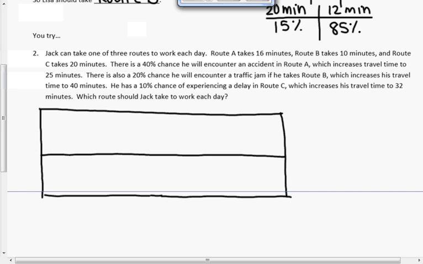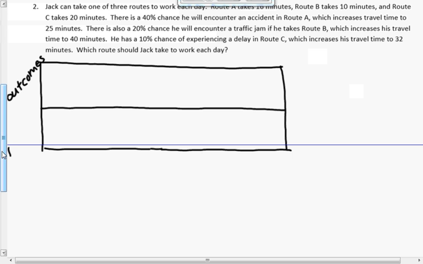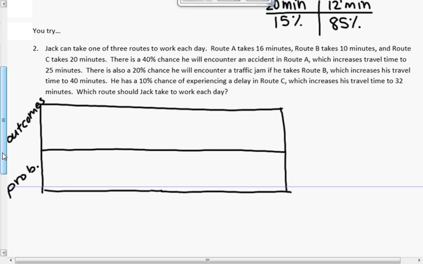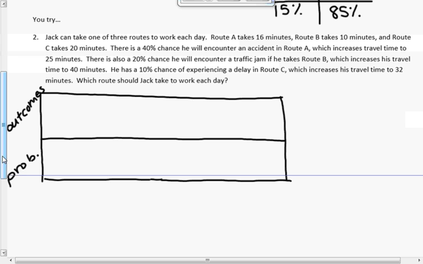So my top row is still my outcomes, okay? Bottom row is still going to be probability. So when we read this application problem, we're going to be looking for specific things. First thing we're going to be looking at is the different outcomes that we can take, okay? So I'm kind of going through this. I'm not even reading it really. I'm just kind of looking, and I see a couple different things.